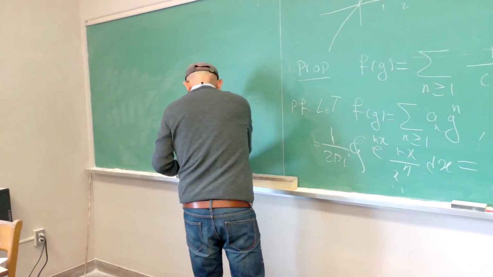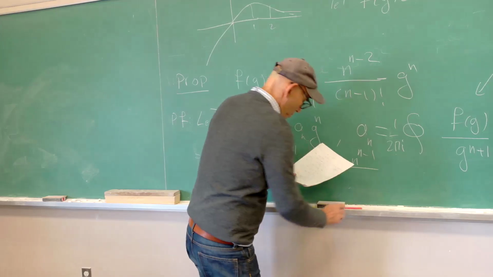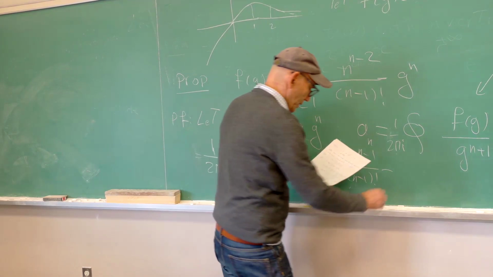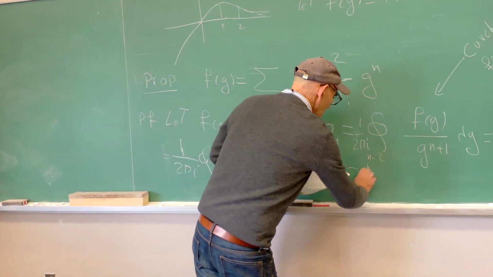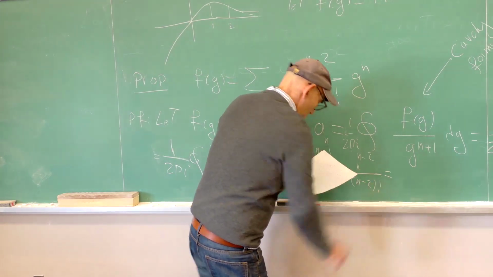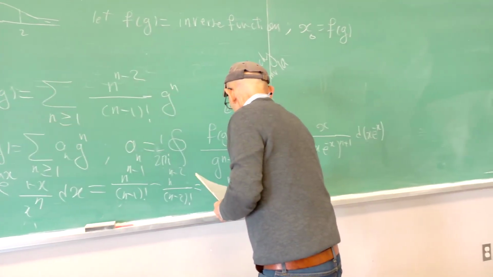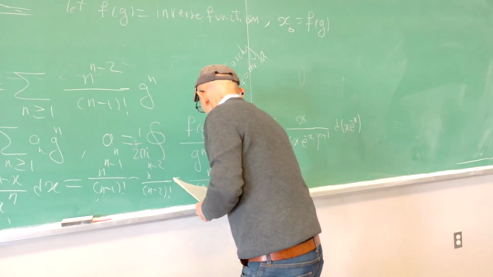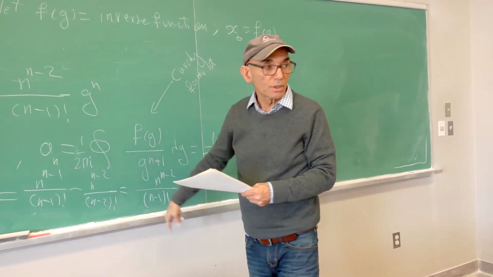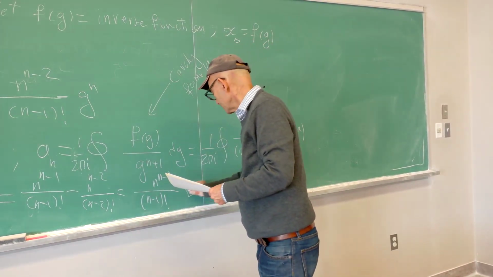actually n to the n minus 1 over n minus 1 factorial, minus n to the n minus 2 over n minus 2 factorial. And that's equal to n to the n minus 2 over n minus 1 factorial. So this is the explicit expansion of the inverse function f of g, explicitly computed.